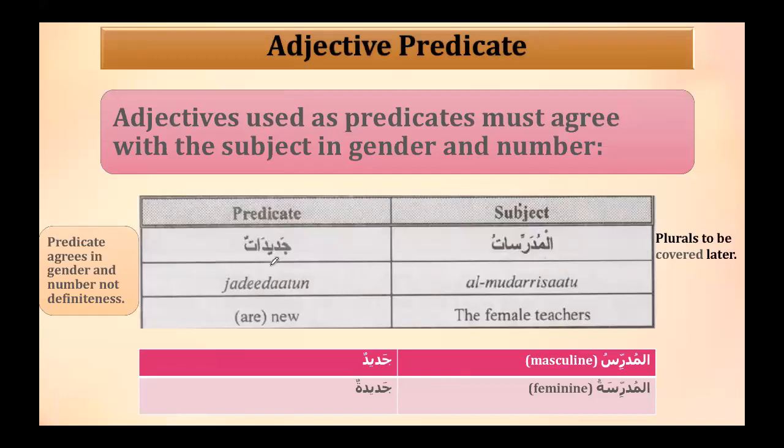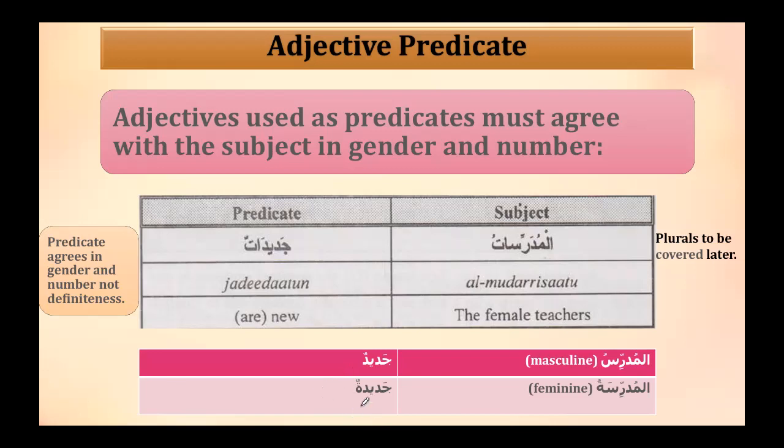So here, let's see that this is a predicate. Let's take this example first. If we say al-mudarrisu jadidun, al-mudarrisu is masculine. It means the teacher is new. So al-mudarrisu is the subject and jadidun is the predicate, mubtada and khabar.